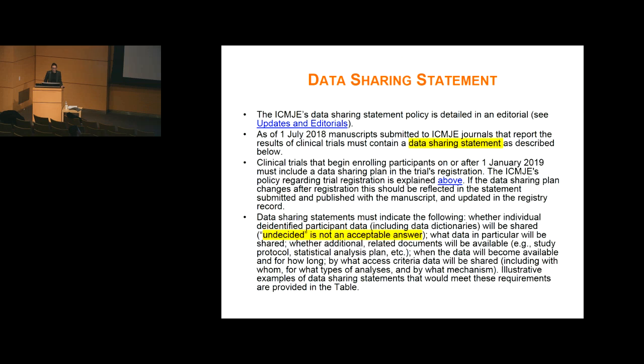So MSK supports this ICMJE data sharing statement, and trials that begin enrollment of patients in January of 2019 must include a data sharing plan. Changes after registration should be reflected, and statements like undecided are not acceptable. But as you can imagine, it's not easy to share the identified participant data, what data you're going to share, when, and how long after the publication, and what mechanism you're going to have to review proposals for requests for data.